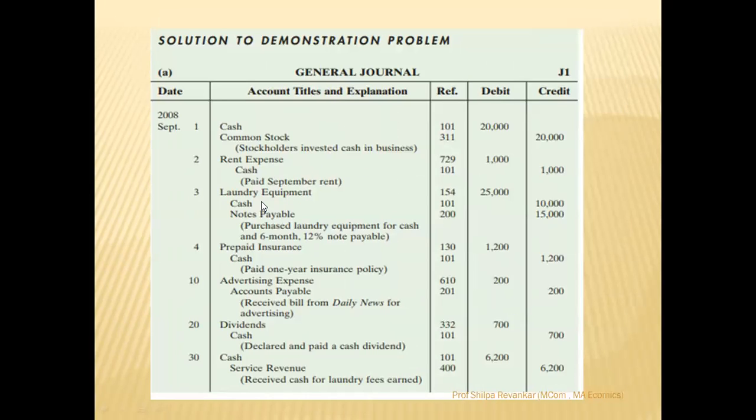Third one, purchase equipment partly by cash, that is 10,000 cash, and the remaining in terms of a small loan. So equipment is coming in, so its account is debited. Cash is going out and a loan is forming, a liability is forming. So 15,000, that is also credited.